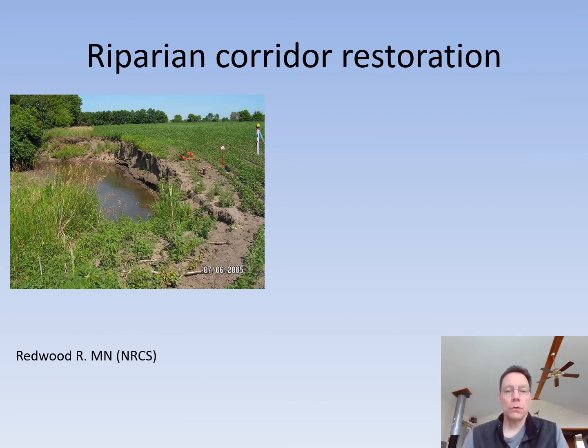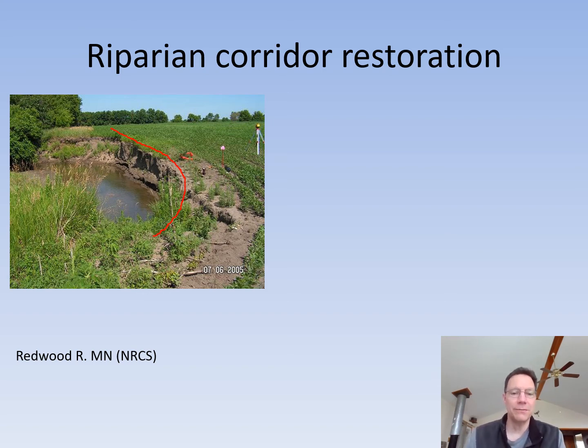Finally, riparian corridor restoration. All too often we farm right up to or build right up to the edge of a stream. So here's an area where the riparian corridor has been converted into a farm, and you can see how it's eroding. This is a river in Minnesota that I happen to know pretty well.